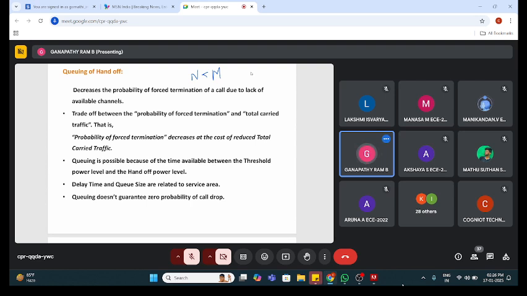If at one point of time N is very minimum when compared to M, then the handoff may not be properly initiated, and there will be a forced termination of the call. So for queuing this handoff, there should be a trade-off between the probability of forced termination and total carried traffic.